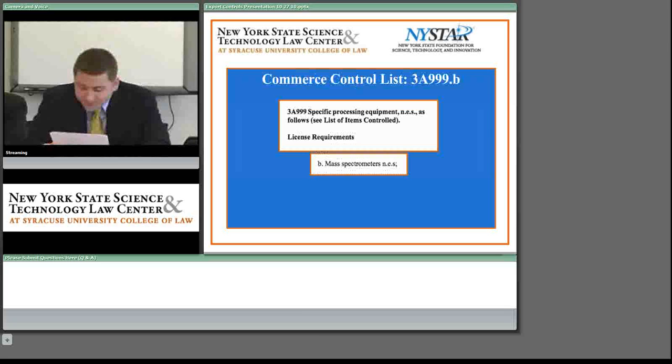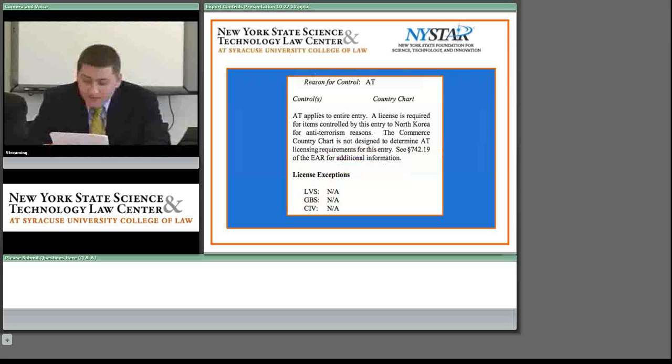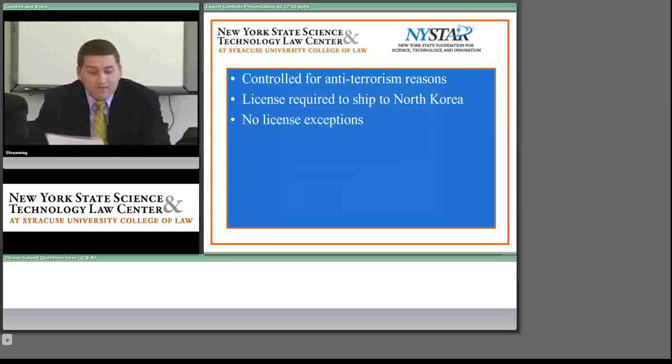And then in the Commerce Country Chart, the only license that's needed for this item is if it is shipped to North Korea, and that is controlled for anti-terrorism reasons. Since it's controlled by national security, if it were to ship to North Korea, a willful violation, if you had knowledge, you could face up to 20 years in prison for it, $1 million per violation if you shipped multiple mass spectrometers to North Korea. But for anywhere else, you would be all right, and it would not need a license.